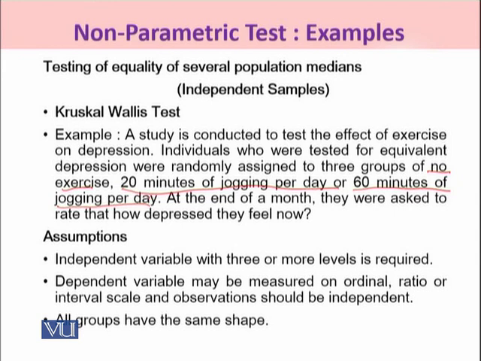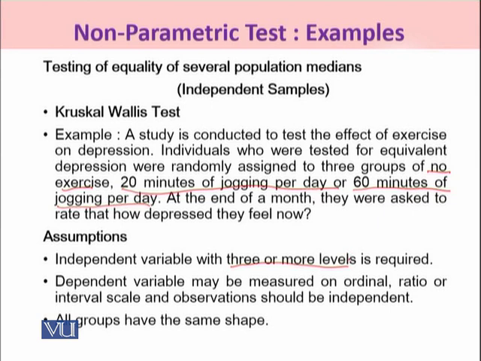At the end of the month, they were asked to rate how depressed they feel now. So the level of depression is to be measured for all the 3 groups. So for that matter, we'll be applying the Kruskal-Wallis test if we take into account the medians of 3 data sets. So let us, students, quickly look into the assumptions before applying the test. The independent variable is required with 3 or more levels. As in the case of this particular data set, we have 3 levels.